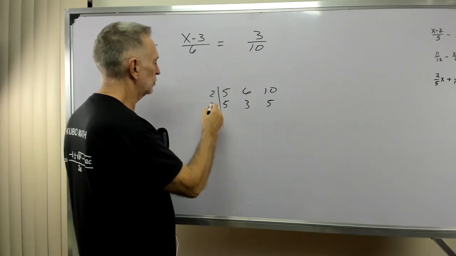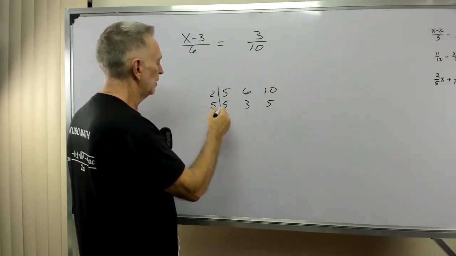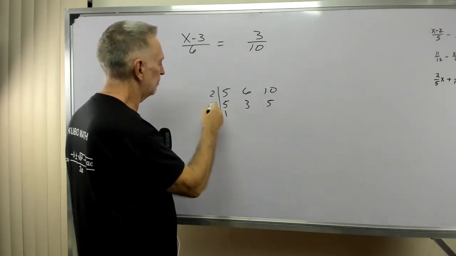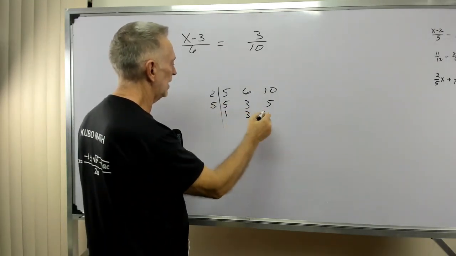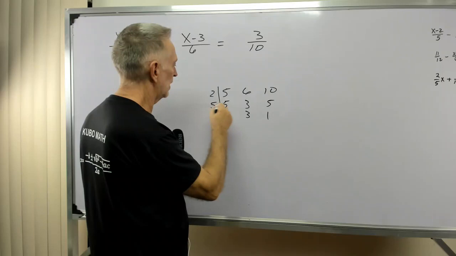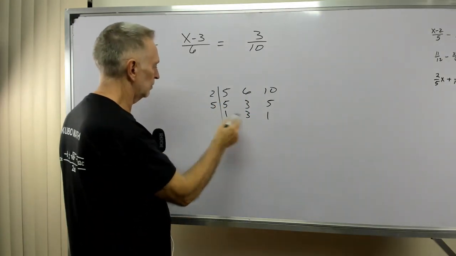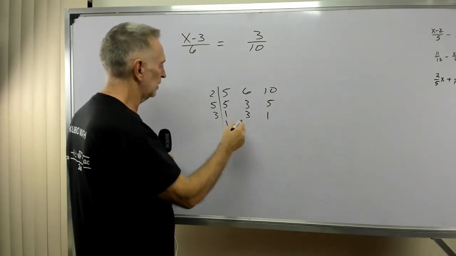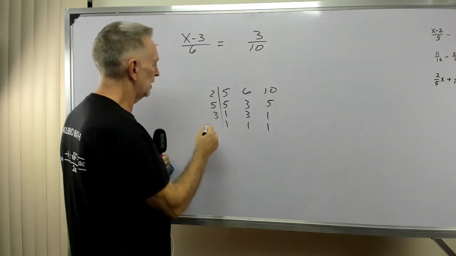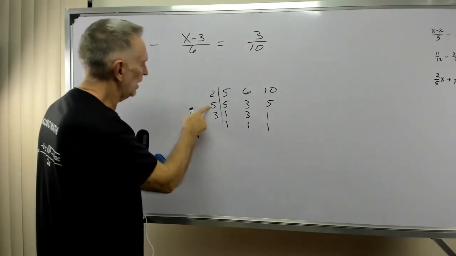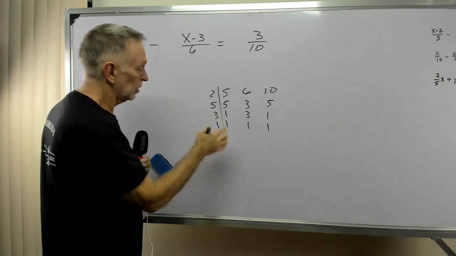Okay, now let's work with the 5s. 1 times 5 is 5. 3, bring it down because 5 won't divide into that. Okay, 1 times 5 is 5. Got it. So now let's get rid of the 3. Bring the 1 down. 1 times 3 is 3. Bring that 1 down. So now what do I have? 5 times, and bring the 1 over, by the way.